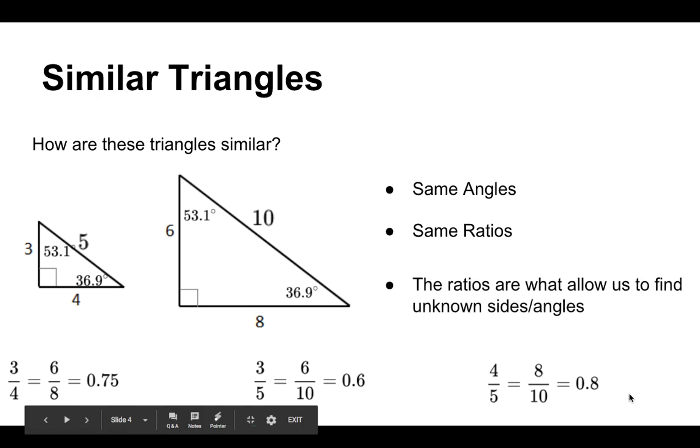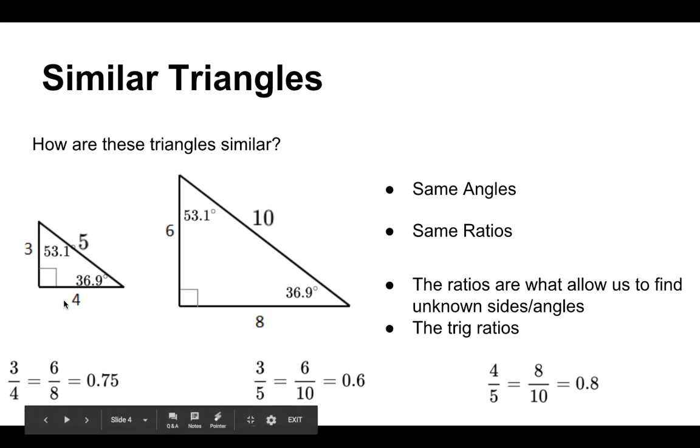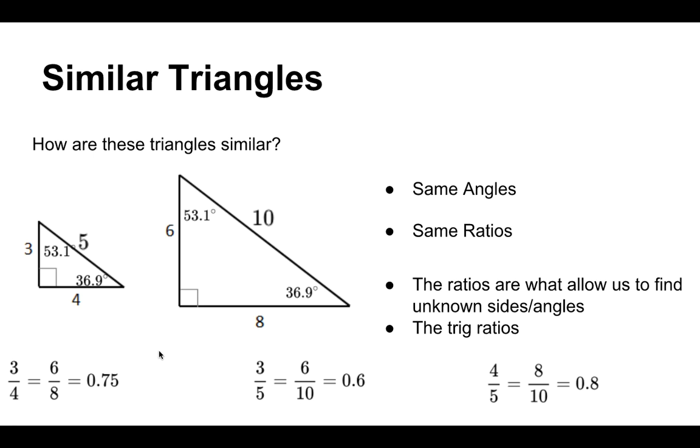Those ratios allow us to find, if you know what kind of triangle you're dealing with and you know the ratio, the angle or a side length. Those are the trig ratios. So we know that in any triangle, if you divide this side by this side and you get 0.75, you can figure out that the angles are 36.9 and 53.1.